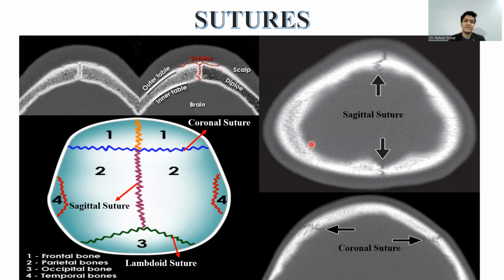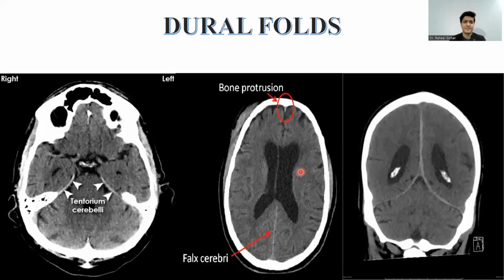Again, you can see sometimes the sagittal suture is single, but the coronal suture is present bilaterally. So these are different ways in which we can differentiate between suture and fracture. We will see the pathological significance when we discuss the second part.